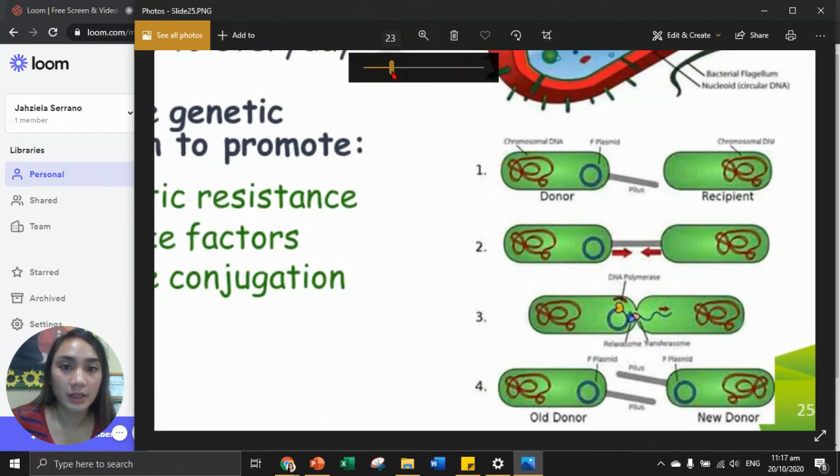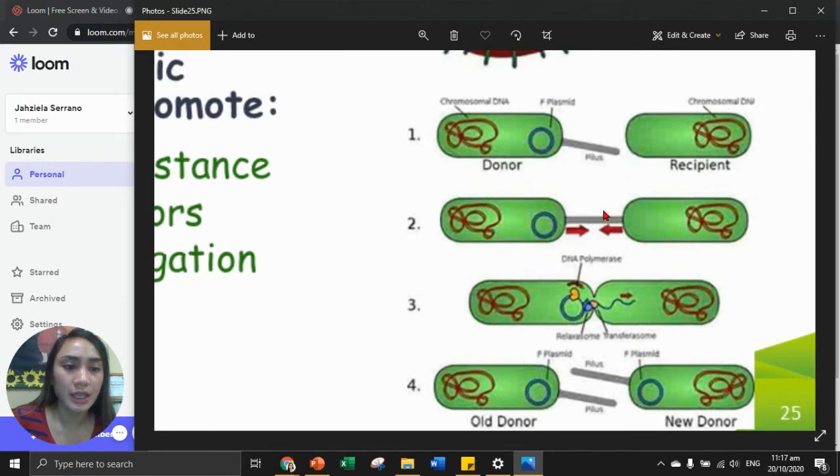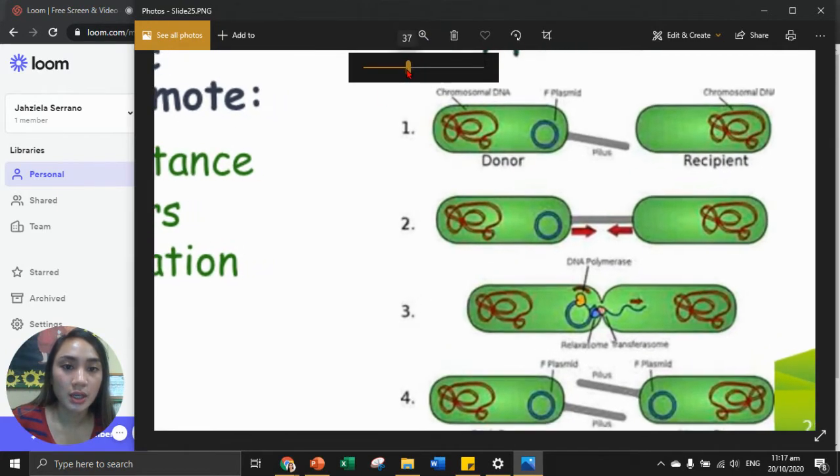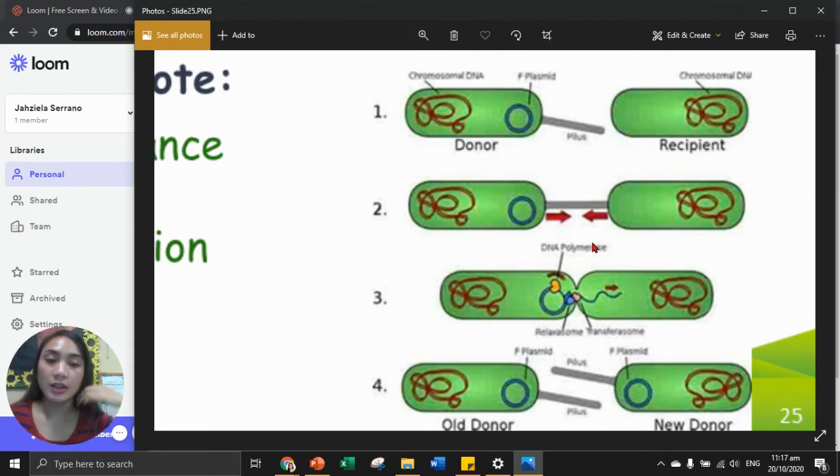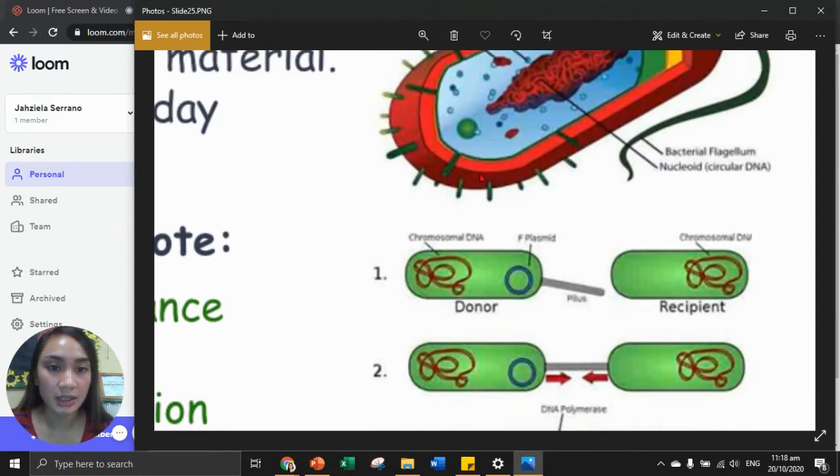So ito yung explain ko lang yung sa conjugation. This actually shows kung paano nagre-replicate, no? Replication ng isang bacteria. So if you can see, this whole thing is a one prokaryotic cell or bacterial cell. So inside, it has the chromosomal DNA and it has the plasmid, so the one that is floating. So dito naman sa replication, you always have a donor and you have a recipient. So when we say recipient, it's the one that is receiving. And then, meron tayong pilus.